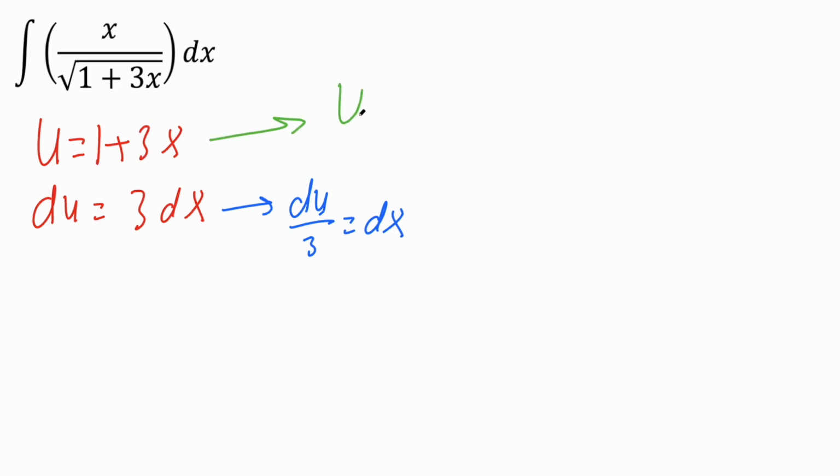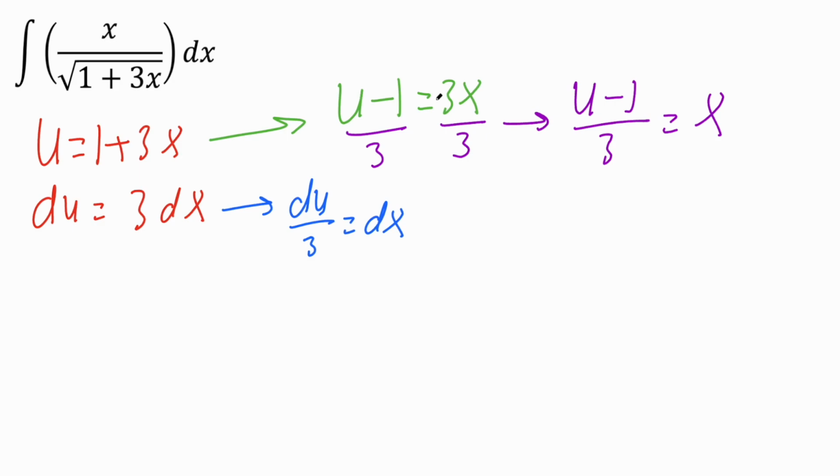I'm going to get u minus 1 is equal to 3x. If I want to get x by itself, I'm going to divide by 3, divide by 3. So I'm going to divide this by 3, divide this by 3, and so u minus 1 divided by 3 is equal to x. By doing all of this, the x term will get canceled and we'll have our integral in terms of u. So first off, du divided by 3 is equal to dx, so let's do that.